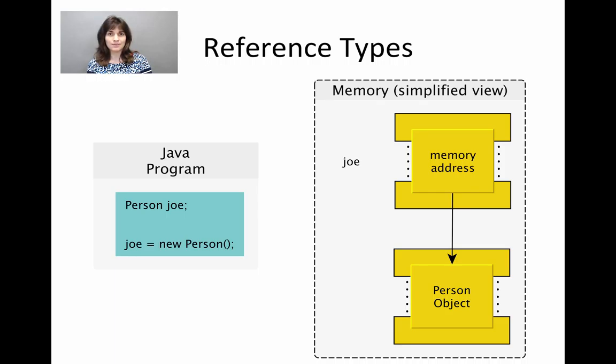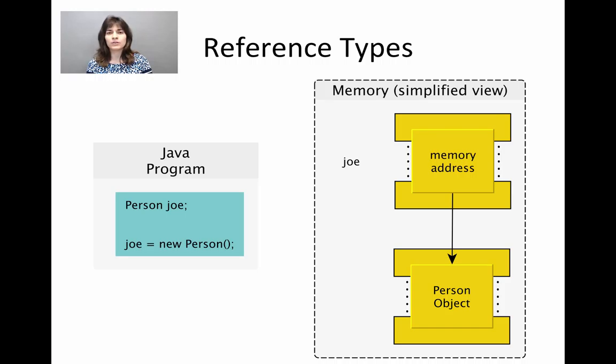With reference types, the memory picture is a little bit different. Suppose we make the declaration of a reference variable. We have already defined the class person, and then we declare a variable jo having type person. So we write person jo with a semicolon. What does that mean in memory?